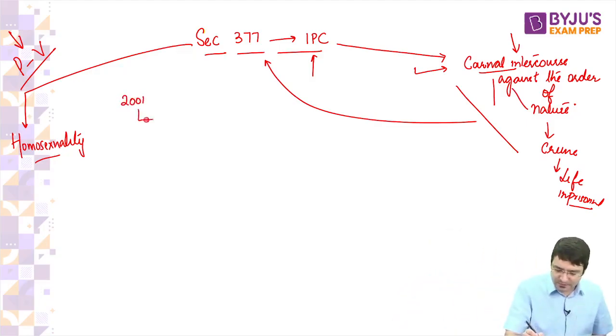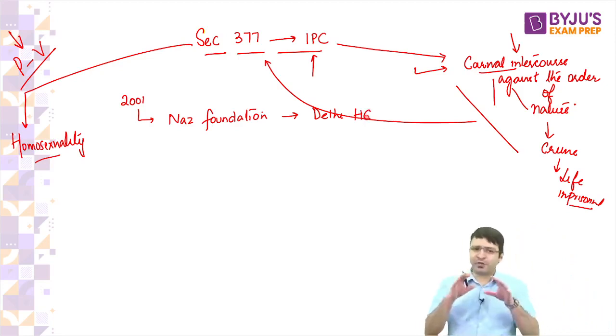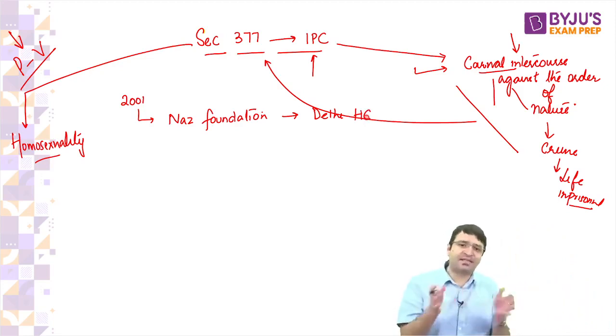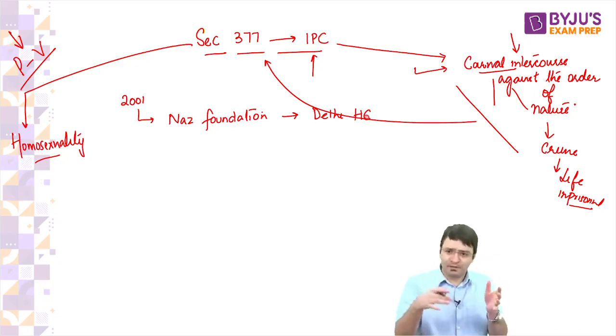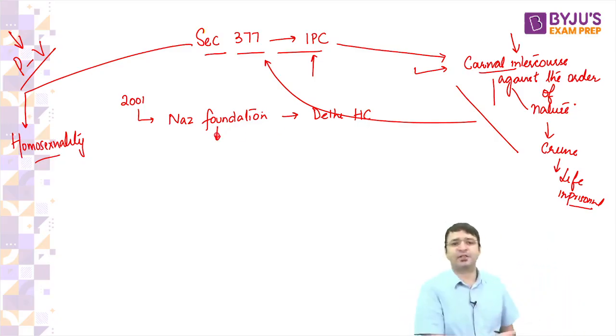In 2001, a non-governmental organization, Naz Foundation, approached the Delhi High Court. Naz Foundation was working on men having sex with men, and they realized that there is an increased incidence of HIV/AIDS amongst this group. And the Delhi High Court was asked, please declare Section 377 as unconstitutional.